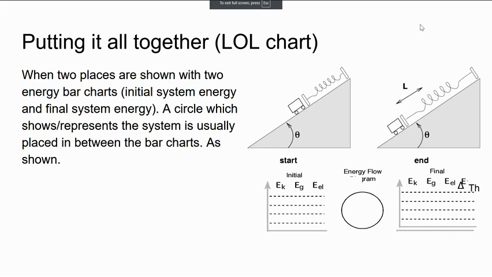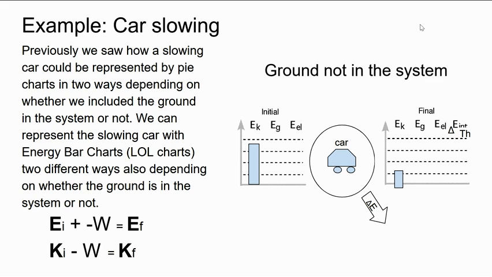All right, so back to the PowerPoint where we left off. This is the one I just walked through on the whiteboard. Let's try this example. Previously we saw a slowing car could be represented by a pie chart in 2 ways, depending on whether we included the ground in the system or not. We can represent the slowing car with an energy bar chart as well. So let's assume first that the car is the system. In this case, all we have is kinetic energy. It is very possible in these bar charts that you just have one of these. Initially, the car is going at some relative speed and then starts to slow down.